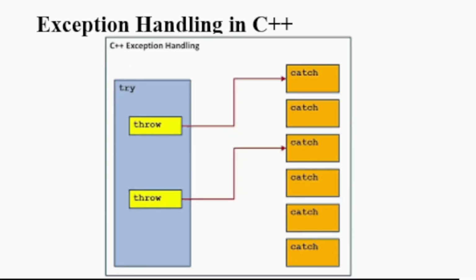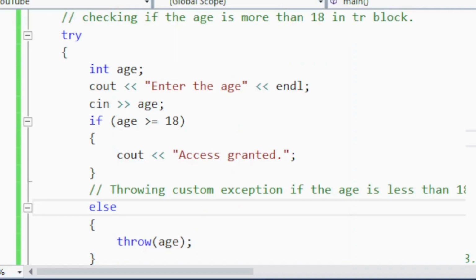So this is the end of exception handling, where we covered the basics of the try-catch block, then division by zero, and then we developed a real-time application where we grant access to users if they are 18 years old or older.